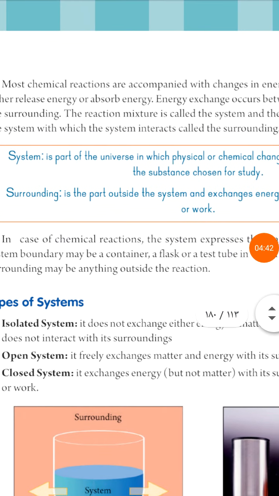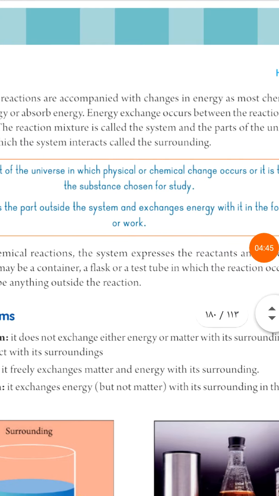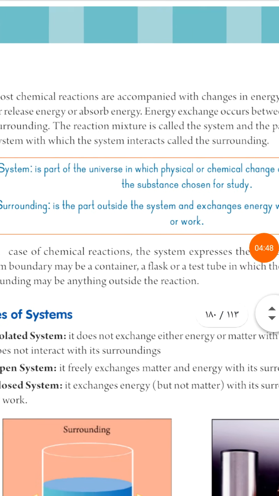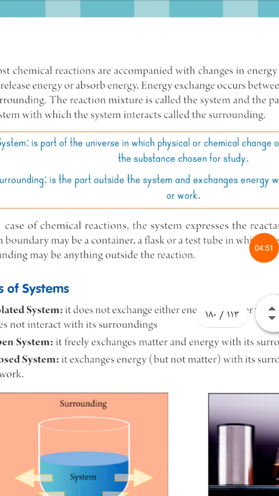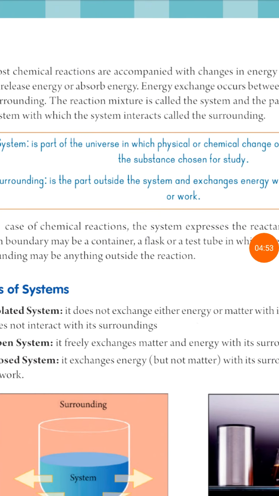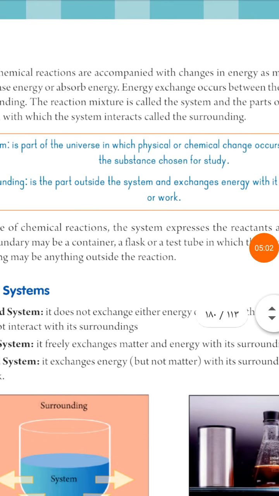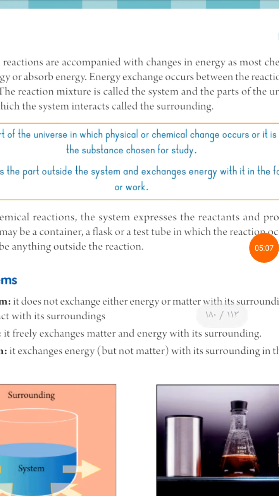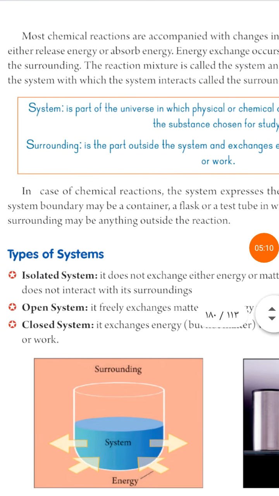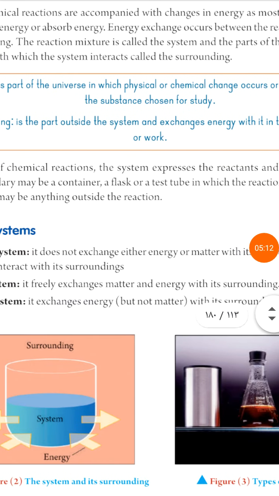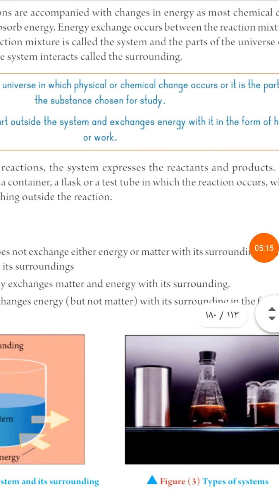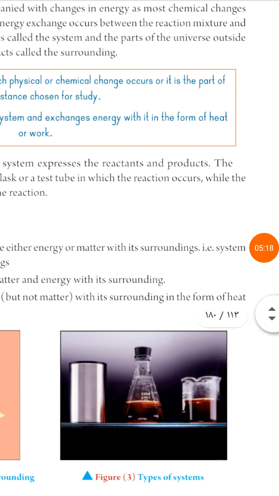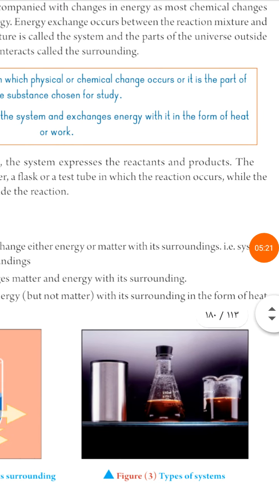The reaction mixture is called the system, and the parts of the universe outside this system with which the system interacts are called the surrounding. So the system here is the part of the universe in which a physical or chemical change takes place, or it is a part of the substance chosen for study. While the surrounding is the part outside the system and exchanges energy with the system in the form of heat or work or both of them.